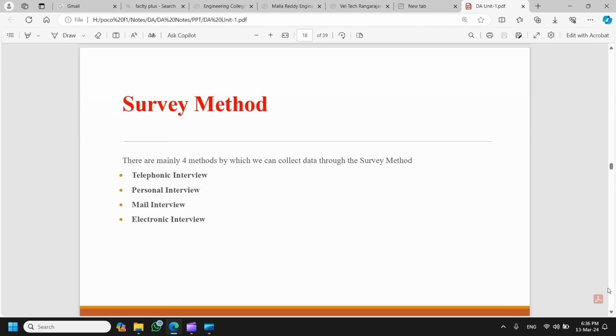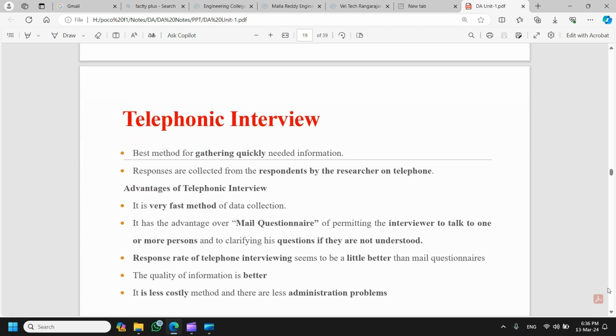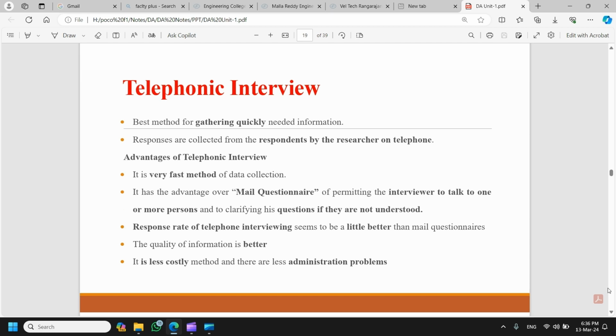Next come the survey methods. We have four survey methods available: telephonic interview, personal interview, mail interview, and electronic interviews. A telephonic interview quickly gathers information about a particular person, and the response is collected by the researcher on the telephone. The advantage of the telephone is that it is a very easy, very fast method of data collection.